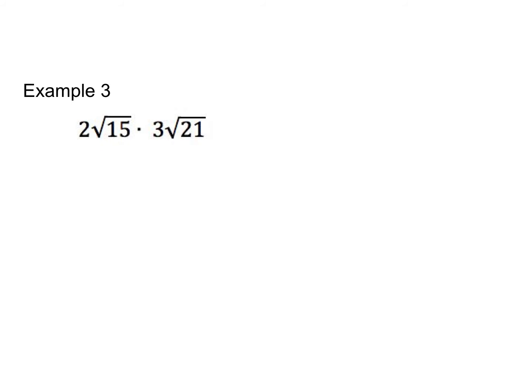Here is number 3. We have 2 square roots of 15 times 3 square roots of 21. So again, we're going to take our coefficients. We're going to stick them on the outside. So we have 2 times 3. And then we're going to put the other two numbers underneath the square root sign. So we have 15 and 21.